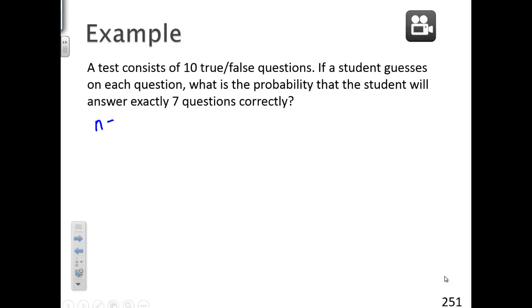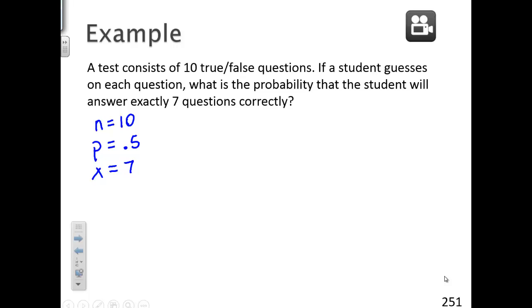So n is the total number of things you have to choose from, or how many trials, or what is in your sample. There's 10 true-false questions. What is the probability that you answer a question correctly? If it's true-false, the probability of answering correctly is 1/2 or 0.5. Now, what are we looking for as far as the probability is concerned? What value does it ask for? It asks for the probability of exactly 7. So our x is 7.